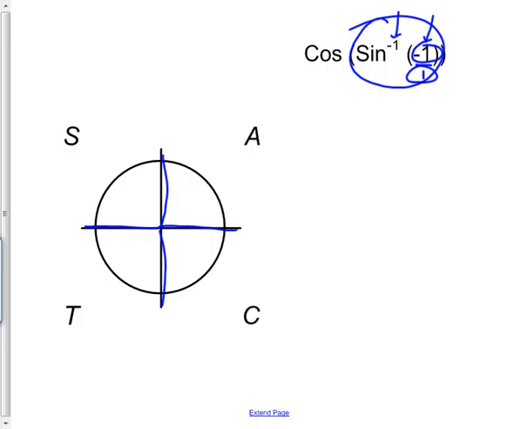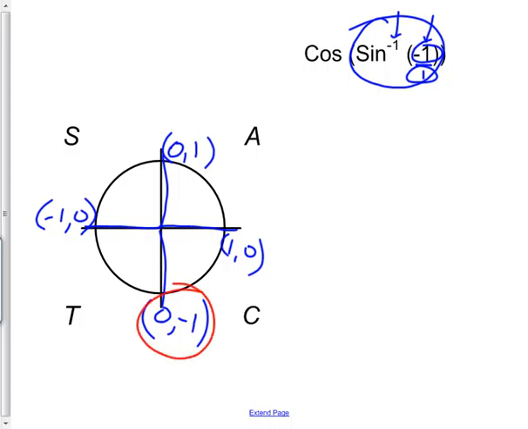And for these spots, you've got to know these points. 1, 0. What's this one? 0, 1. What's this one? Negative 1, 0. And last one? 0, negative 1. And now I ask you, which one is sine? The x or the y? So we're looking for where y is negative 1, and that would be right there. And therefore, the answer is whatever that is. And I know what that one is. I have it memorized. It's 270.